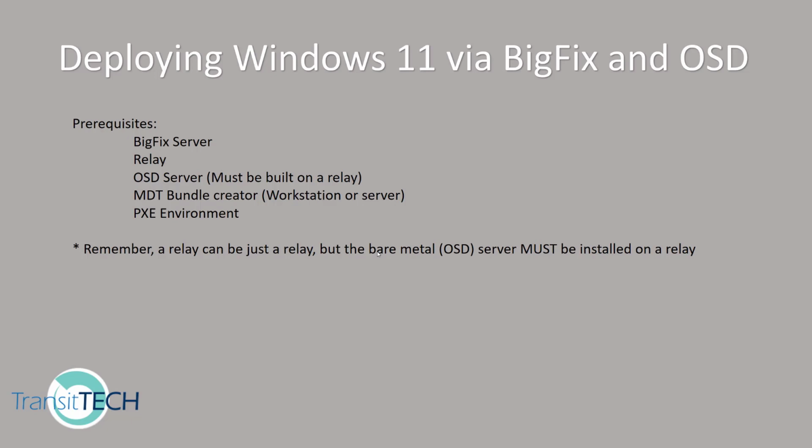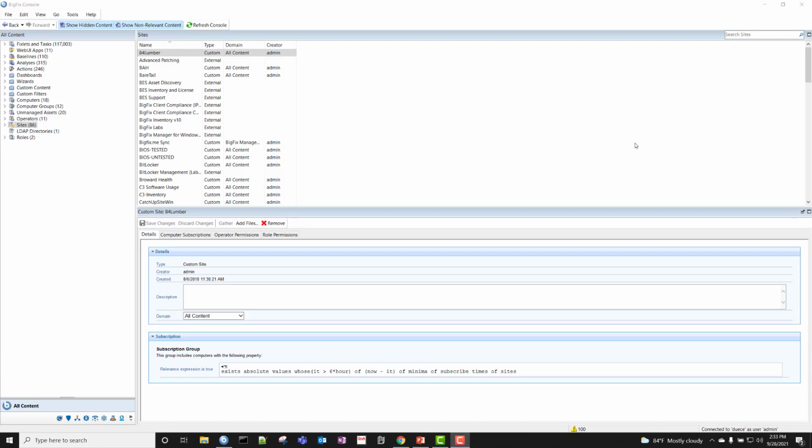If you install OSD server or bare metal server on a network segment, it will clobber any other PXE, such as SCCM, etc. on your environment. So just be aware that you might want to disable PXE if you have something else on the same network segment. So we're going to dive right in and go to our systems lifecycle domain.